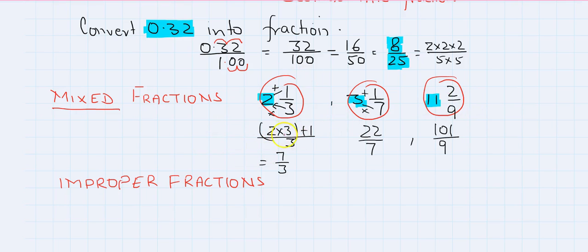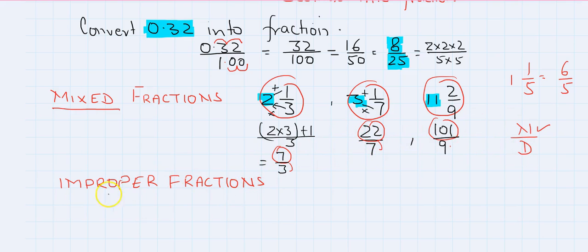Now you have noticed one thing, that when we convert a mixed fraction into a fraction, the numerator is a larger number than the denominator. 101 is bigger than 9, 22 is bigger than 7, and 7 is bigger than 3. You take any example, 1 1 over 5. 5 times 1 is 5 plus 1, that is 6 over 5. So in all these cases, you have seen the numerator is bigger than the denominator.